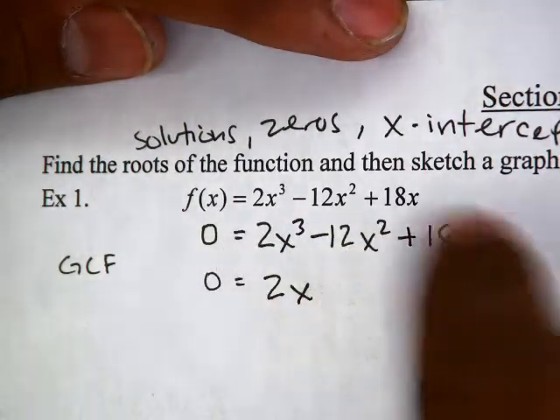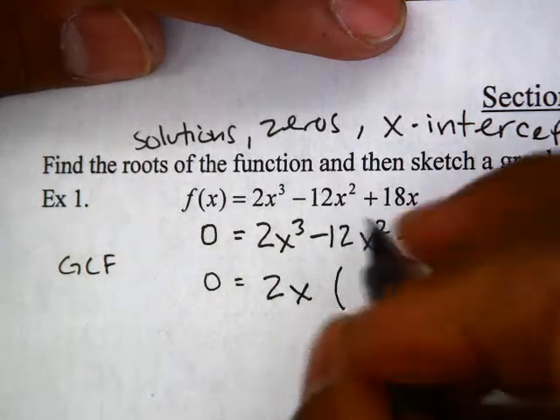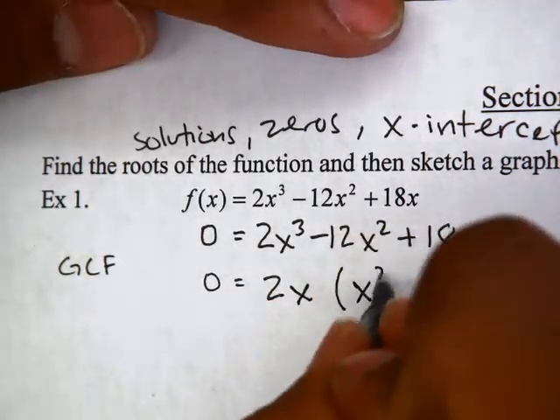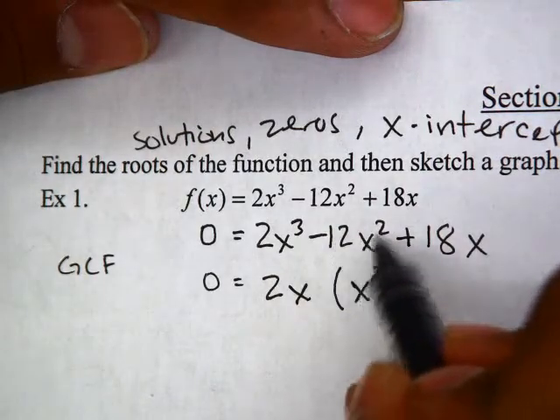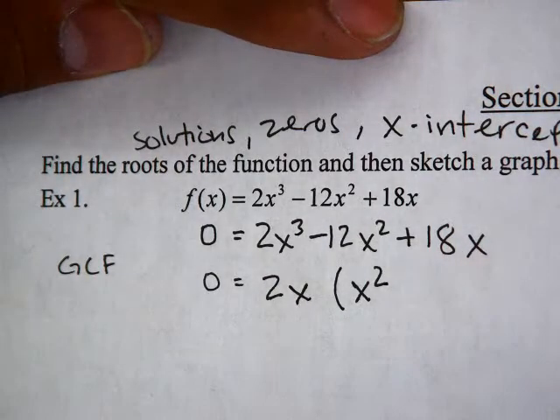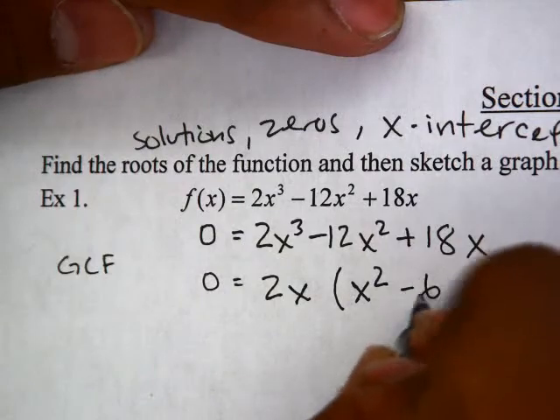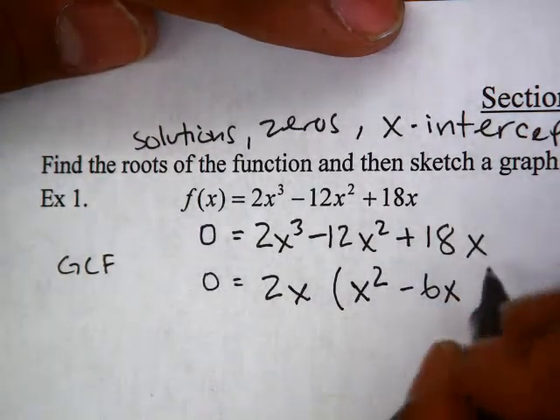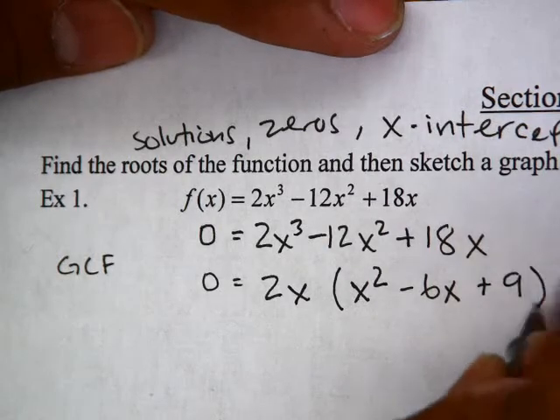This has x cubed, x squared, and that only has x to the first. So that leaves me with 2x to the third divided by 2x. That leaves me with x squared. Negative 12x squared divided by 2x gives me negative 6x. 18x divided by 2x is a plus 9.